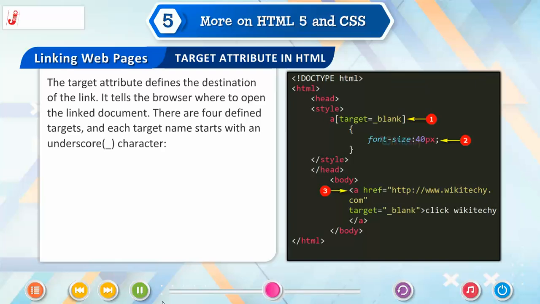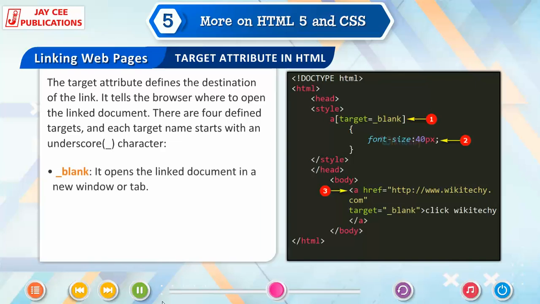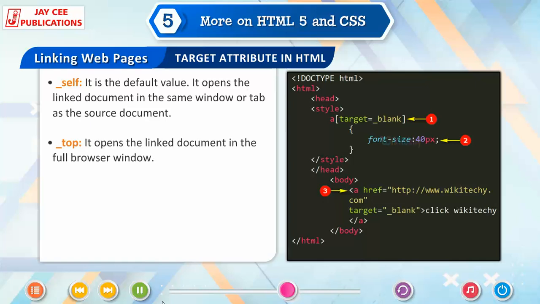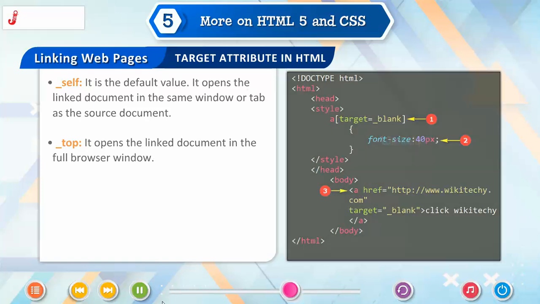There are 4 defined targets, and each target name starts with an underscore character. Underscore blank, it opens the linked document in a new window or tab. Underscore parent, it opens the linked document in the parent window. Underscore self, it is the default value. It opens the linked document in the same window or tab as the source document. Underscore top, it opens the linked document in the full browser window.